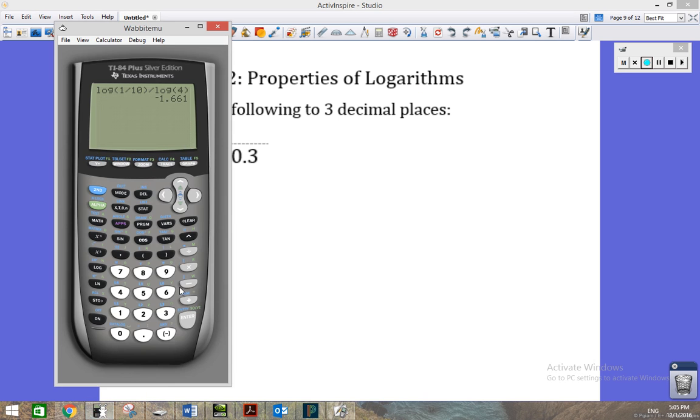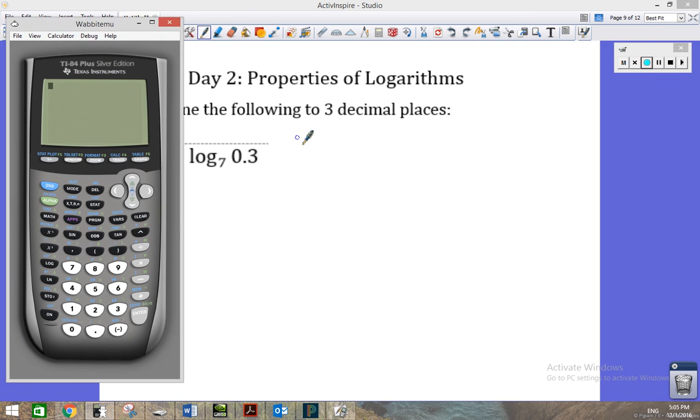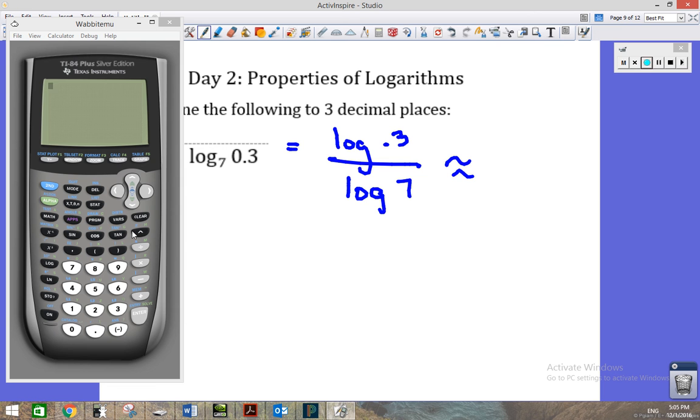Where'd my calculator go? There it is. Alright, so I want the log of this decimal number, which is 0.3, divided by the log of 7. And to 3 decimals, this log base 7 of 3/10. I mean, I suppose you could key it in as a fraction, 3 divided by 10, but I'm just going to key it in as a decimal number like it was given. Divided by the log of 7. And I have negative 0.619.